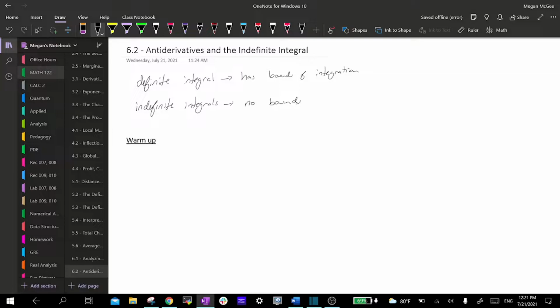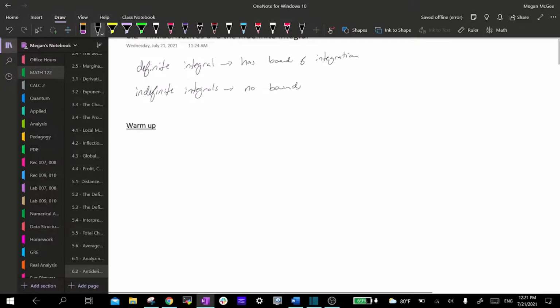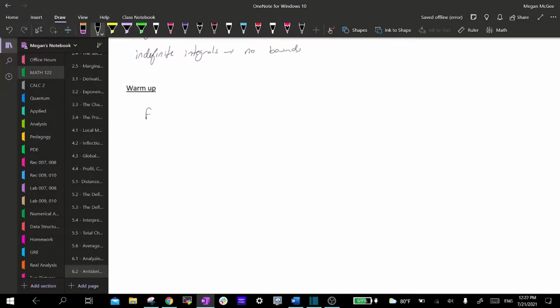a little bit of warm-up. Basically, we're going to remind ourselves how we take derivatives because it's been a little while. All right, so let's first look at f of x is equal to 5e to the 2x. And so we want to take the derivative.